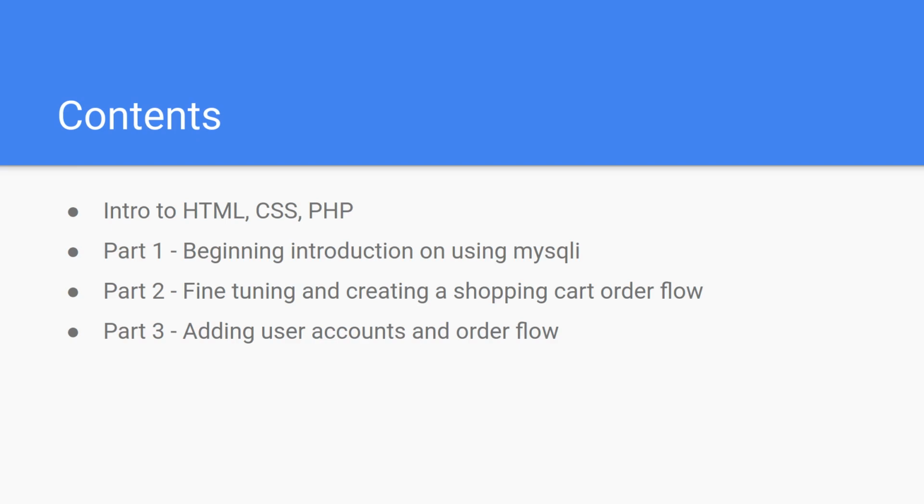So part 1, which is this video, is going to be a beginning introduction of using MySQL for connecting to a database using PHP. Using HTML, we're going to capture input data from an HTML form. We're going to take that data, assign it to PHP variables, and then using the MySQL function in PHP, send that data to the database that we created, and then display the information. We're going to create a very basic order form, and I'm going to run through how that was created.